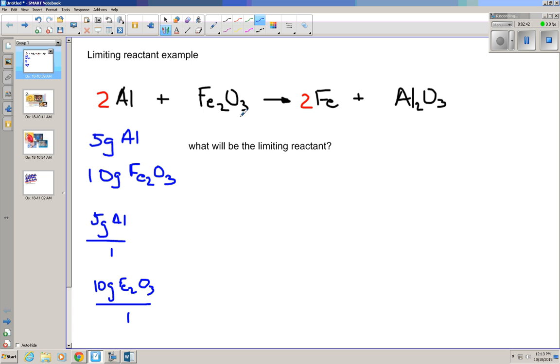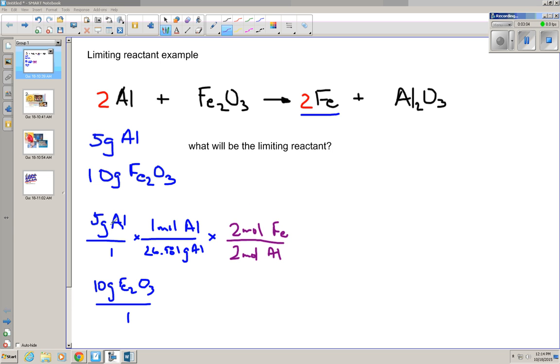Now, you can pick a product. Pick a product. If I started with 5 grams of aluminum, how much iron could I make? If I started with 10 grams of iron oxide, how much iron could I make? Pick one product and then do the stoichiometry process. So let's do that. I'm going to set this up and then you guys should do it at the same time.